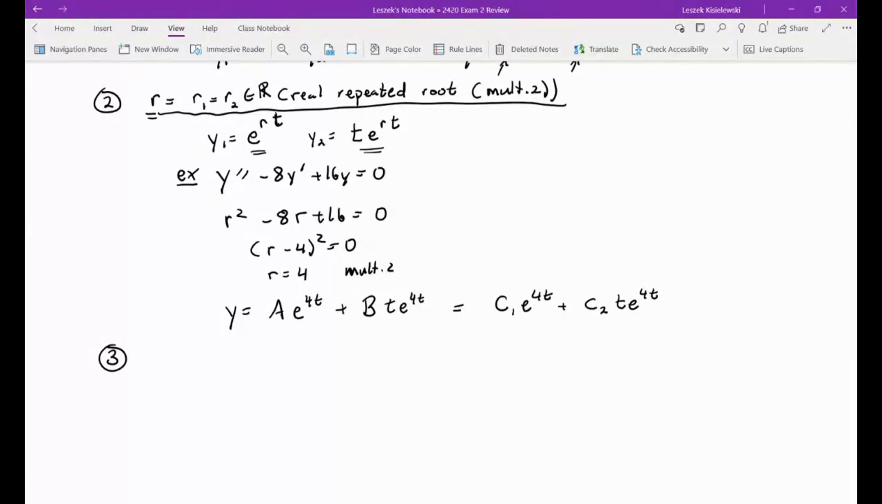Okay. All right. Third case is where the roots, we know that when you have a quadratic polynomial, it doesn't have to have real roots. It might have complex roots, in which case the roots are going to be necessarily complex conjugates. So you're going to have some complex root and its conjugate. So this is the case for complex conjugate roots.